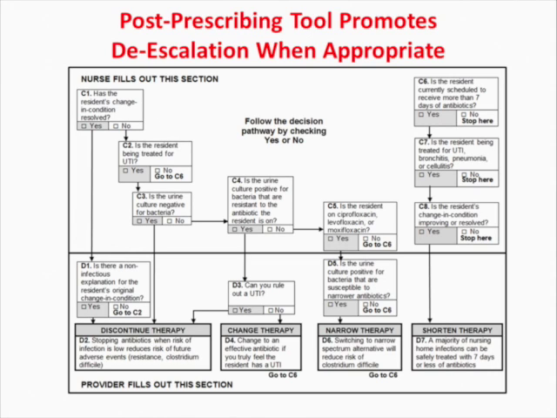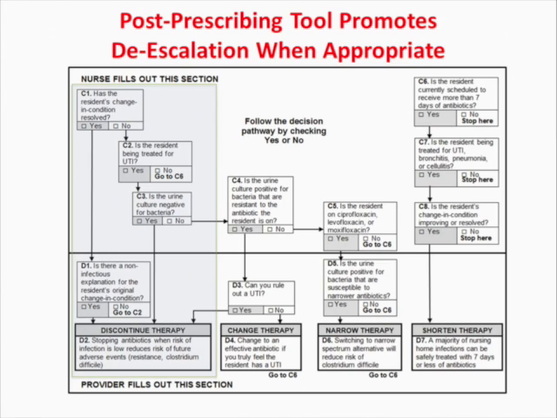The core of the antibiotic review form is a decision support tool that has two sections. One section that is filled out by the nurse in the top of the following diagram, and one section that's filled out by the provider at the bottom of this diagram. These sections can be filled out in advance of the antibiotic review, which may be conducted by phone or in person between the nurse and the prescriber.